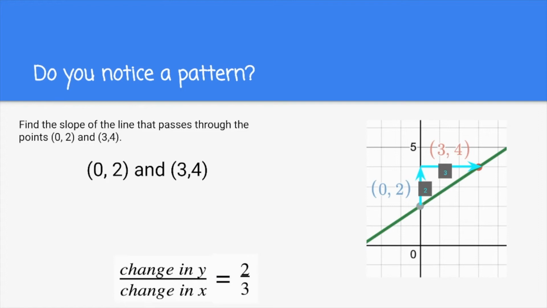So let's see if we notice a pattern. What else could we do so that we don't actually have to graph these points every time? Well, if I look at my y values, you'll notice the difference between 4 and 2 is 2, which is the top number of my slope. And if I look at the x values, the difference between 3 and 0 is 3, which is my change in x, or the bottom number of my slope. So this works for every single problem.